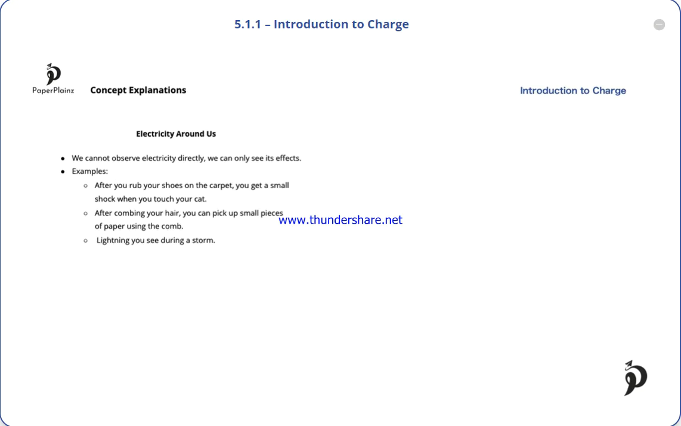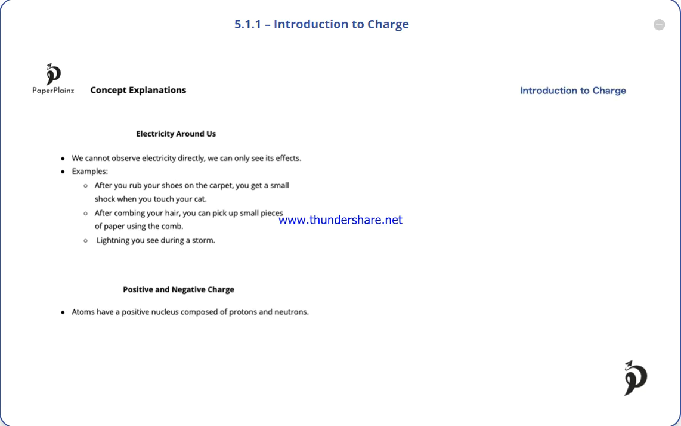Finally, lightning during a storm is also a result of electricity. Here, the same thing happens as when you touch your cat, except at a much bigger scale. All of these examples are a result of an unbalanced distribution of positive and negative charge. To explore this further, let's recall the basic structure of an atom.